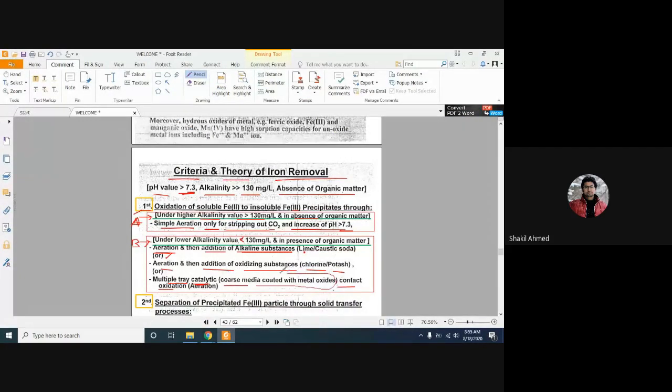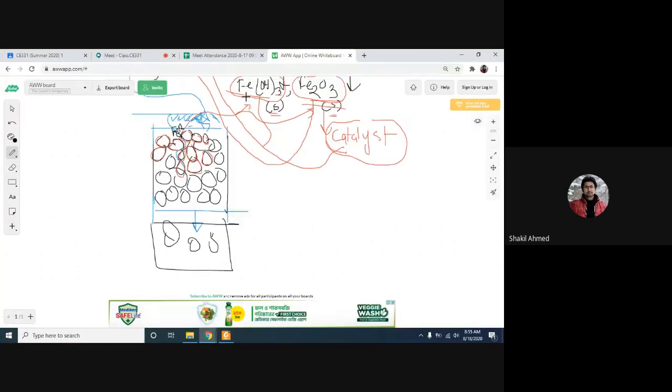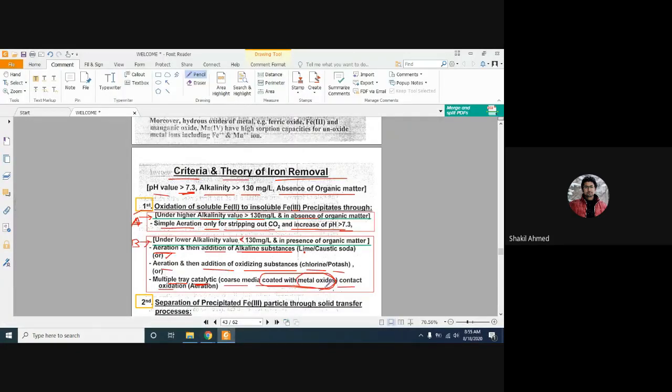Did you see coarse media coated with metal oxide? They are actually calling it metal oxide, ferric hydroxide. Iron is a metal, so metal hydroxide or metal oxides. Okay, clear?